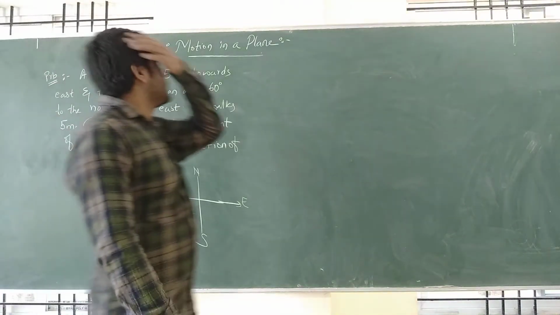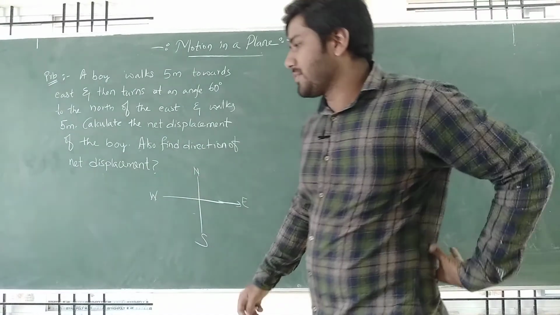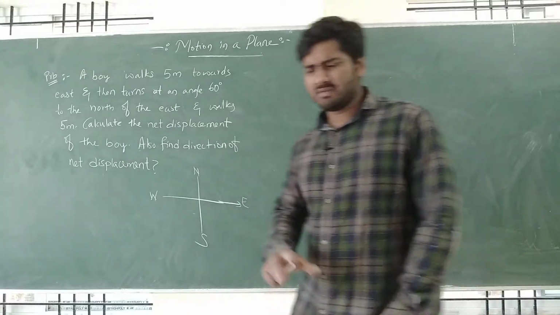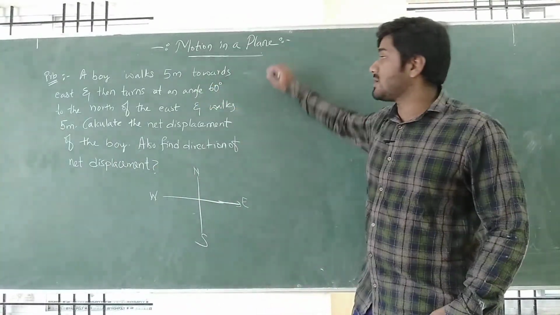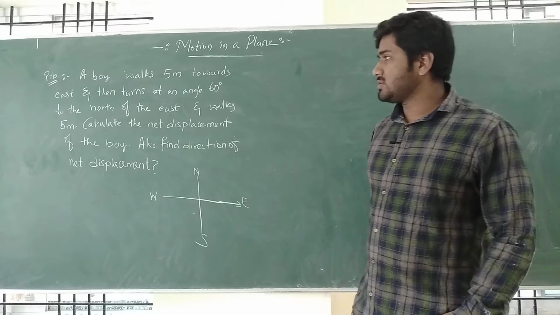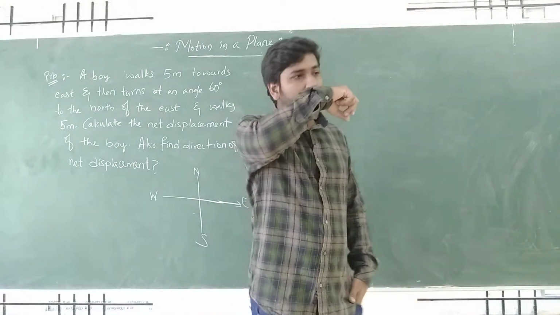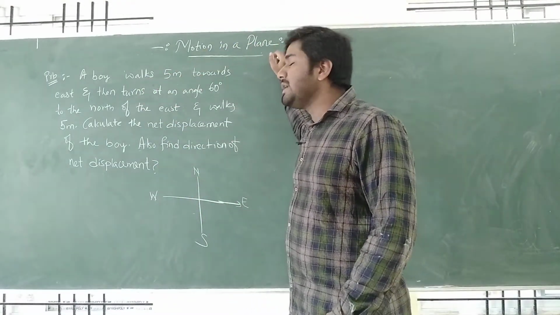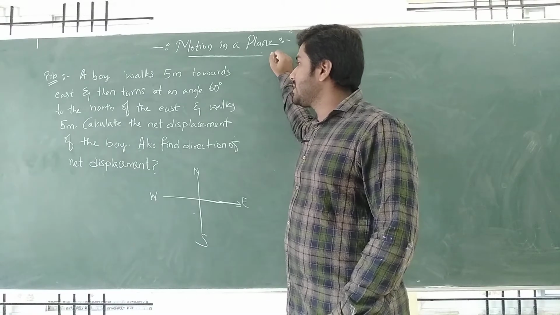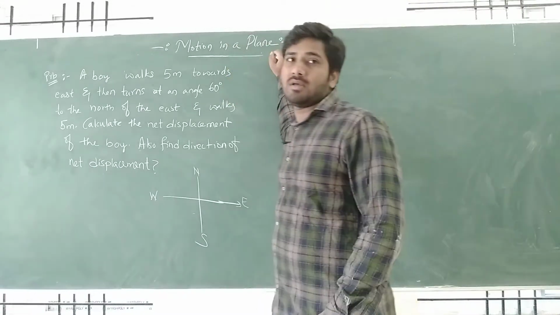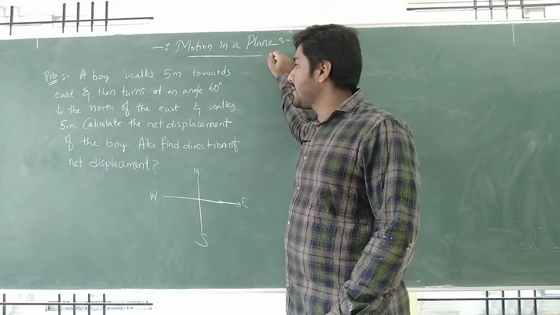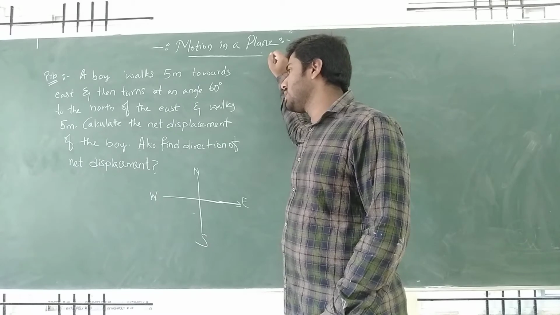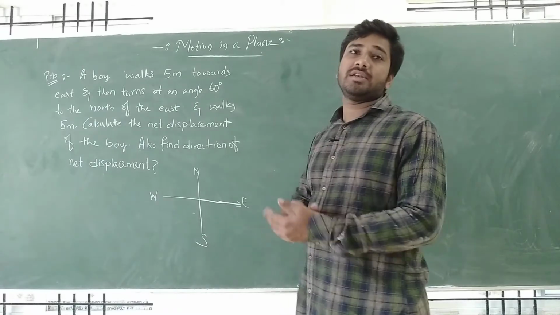Now let's solve some problems. Just see, by using this triangular law and this magnitude of the resultant vector, we have done the triangular law and parallelogram law today. By using those concepts, we are going to solve this problem. Just see the problem. A boy walks 5 meters towards east and then turns at an angle 60 degree to the north of the east, and walks 5 meters. Calculate the net displacement of the boy. Also find the direction of the net displacement.